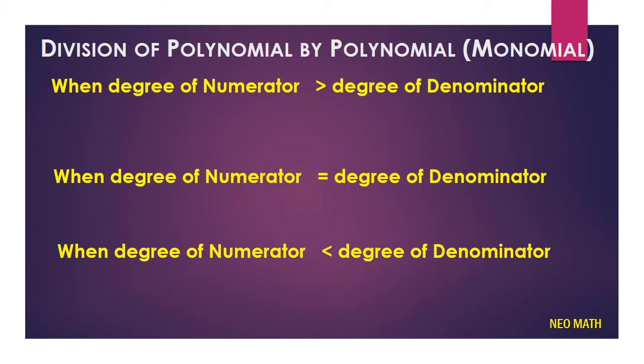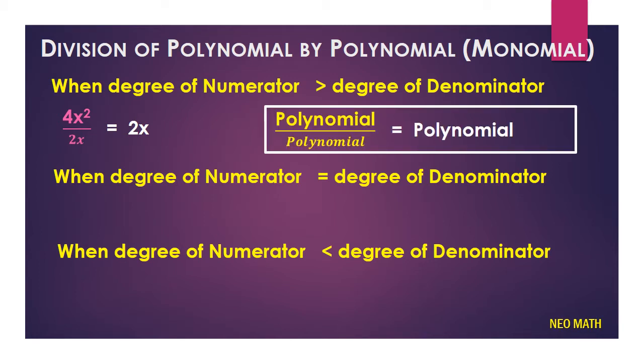Case 1, when degree of numerator is greater than degree of denominator. For example, 4x square by 2x. How can we find out the degree of the polynomial? Degree means it is the highest power of the variable. In the numerator, we have the polynomial 4x square. So the degree is 2 and the degree of the denominator is 1, isn't it? So 4x square by 2x, we get 2x, which is a polynomial. So polynomial divided by polynomial, the resultant is a polynomial.